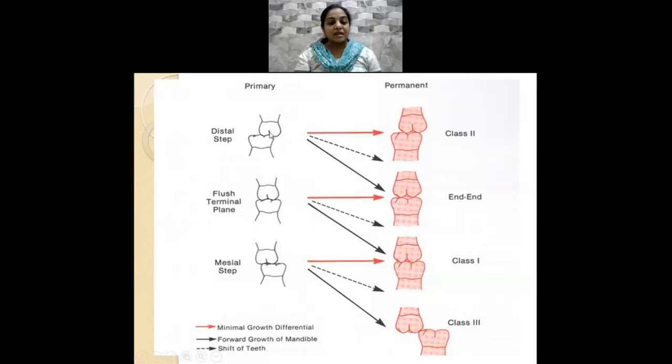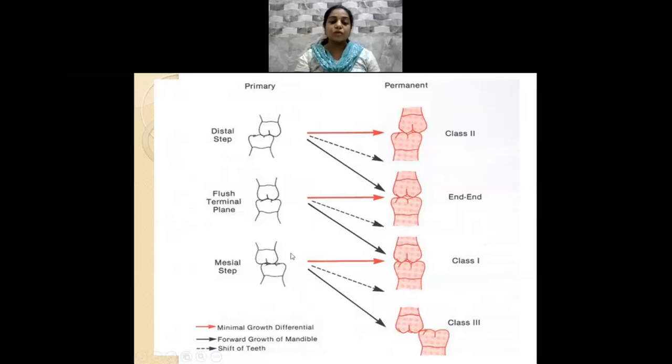Now, when the second deciduous molars are in distal step, how is your permanent molar going to erupt? The permanent molar will erupt in class 2. But if there is utilization of space, then they may end up end-on. Now, coming to flush terminal plane, if the primary second deciduous molars are in flush terminal plane, then permanent molars may erupt in end-on relation.